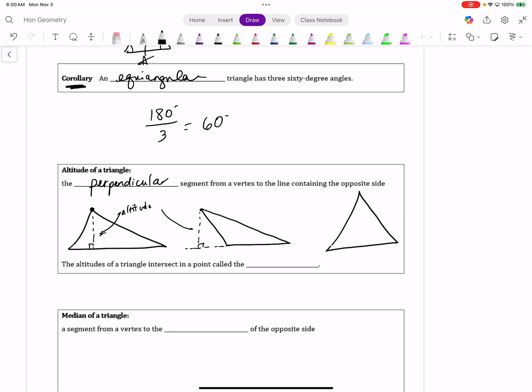If you take all the altitudes, like say you draw this one in, and this one in, and this one in, then the altitudes of a triangle all intersect at one point, and we call that point the orthocenter.